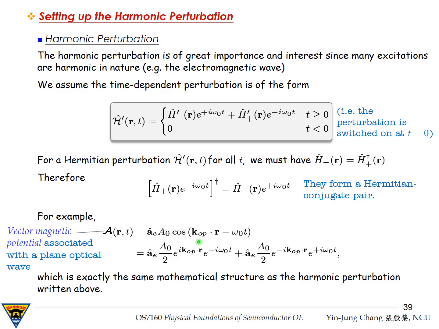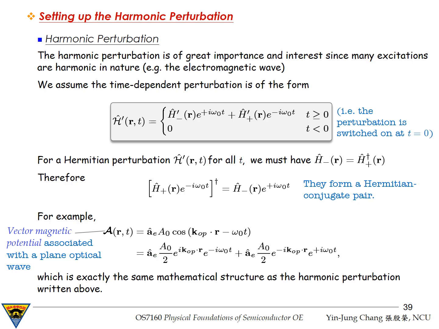Here, the first term is the plane wave component with wave vector K sub OP, that is, the component propagating in the plus K sub OP direction, whereas the second term is the plane wave component propagating in the minus K sub OP direction. We see that one term oscillates as e to the minus i omega 0 t, and the other oscillates as e to the plus i omega 0 t. The spatial parts are also complex conjugates of one another. Together, they form a real physical field.